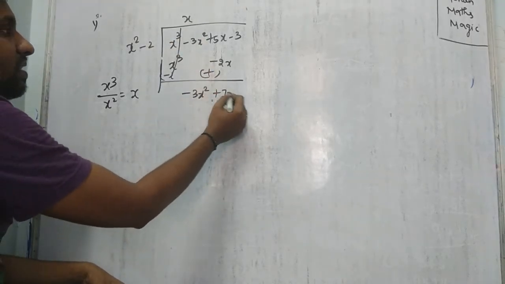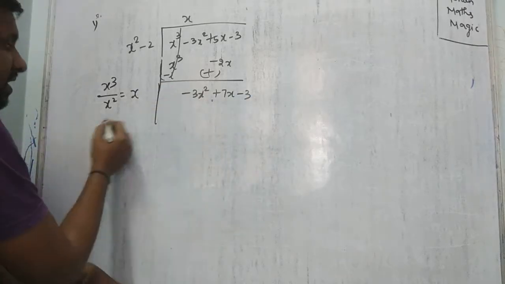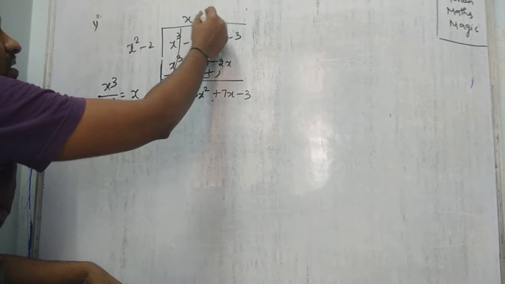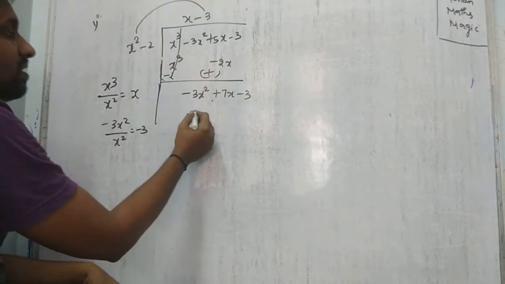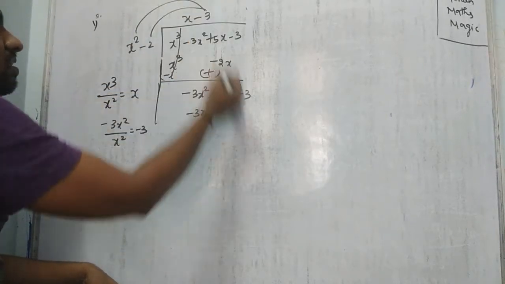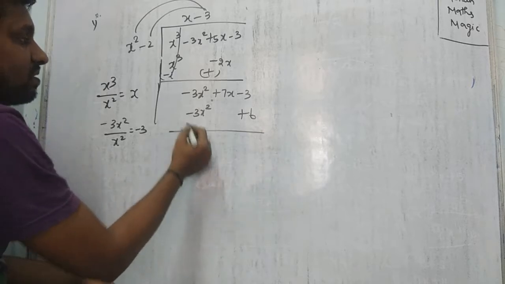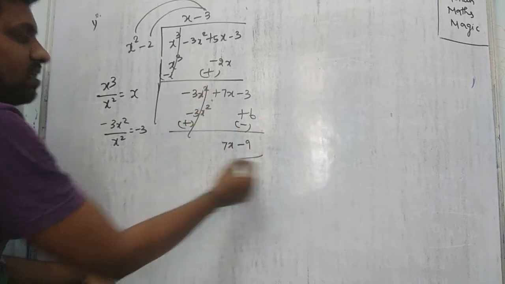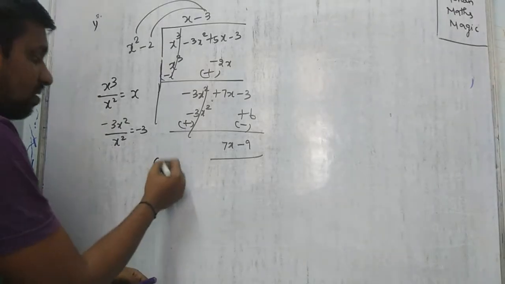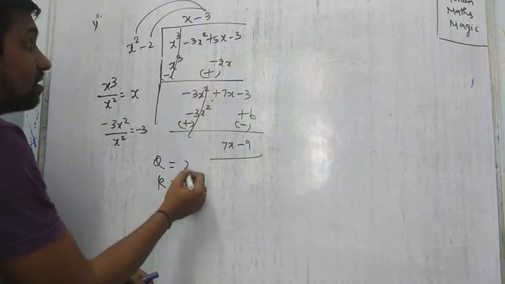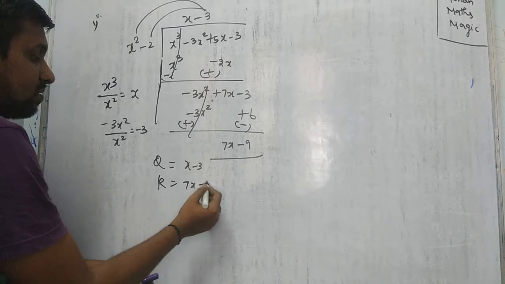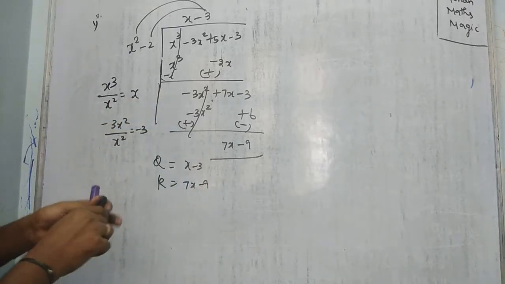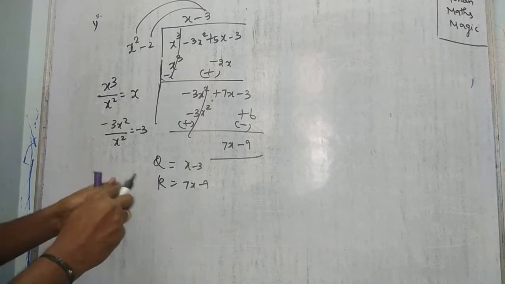Minus 3x square plus 7x minus 3. Again, minus 3x square upon x square, minus 3. X square into minus 3, minus 3x square plus 6. Change the symbol. I got 7x minus 9. So put the quotient, remainder. Next time onwards, I'm writing everything. You guys should write the quotient, remainder, everything. Second sum.